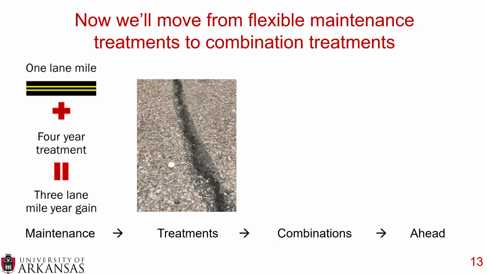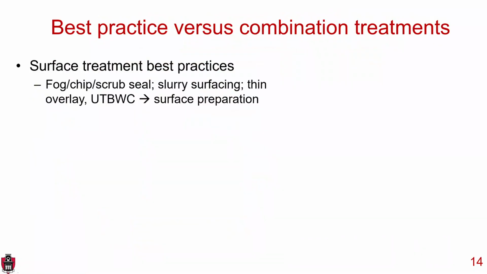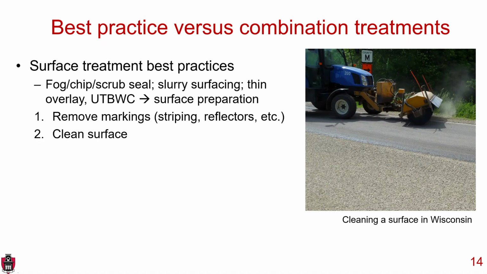Now, how do these flexible maintenance treatments turn into combination treatments? Before I start talking about combination treatments, I do want to talk about best practices versus combination treatments. In my mind, when we're talking about placing a surface treatment on a road, there are some best practices. First of all, you need to prepare the surface. So for fog seals, chip seals, scrub seals, slurry surfacing, thin overlays, ultra-thin bonded wearing courses, all of these need proper surface preparation. This includes removing any markings, any striping, any reflectors, any markings on the roadways.